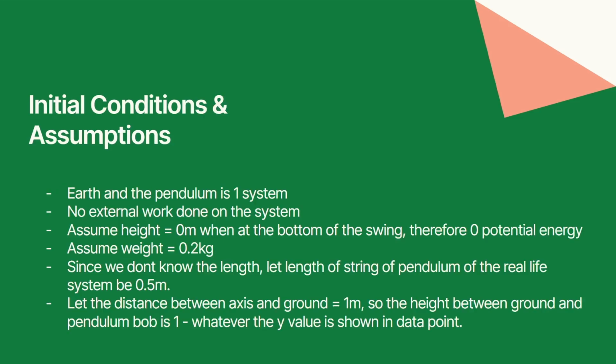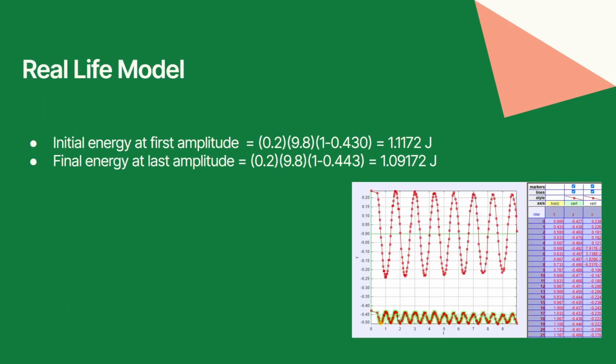So some initial conditions and assumptions include the following: the Earth and the pendulum is one system, and no external work is done on the system. Since the real life example is not given any statistics, we have to assume a lot of things. So here are the assumptions. Assume height is 0, assume weight is 0.2, assume the length of the string be 0.5 meters, and the last bullet point is how we will calculate the height for the potential energy.